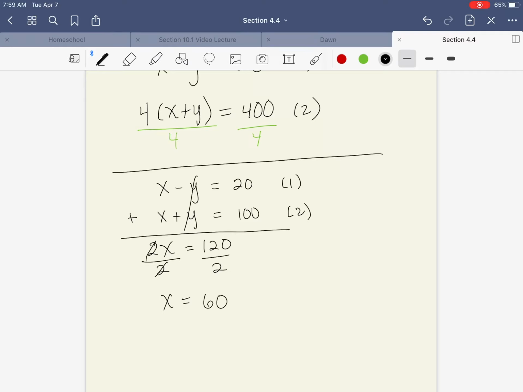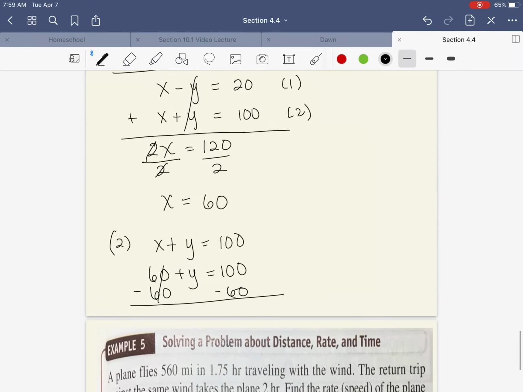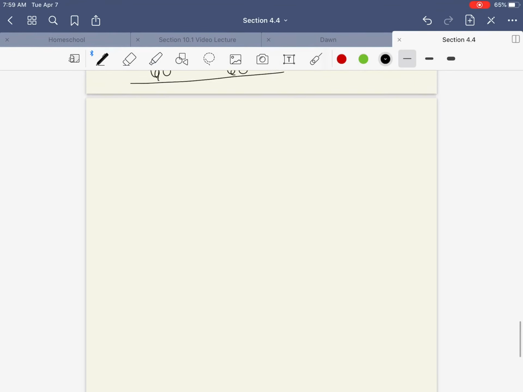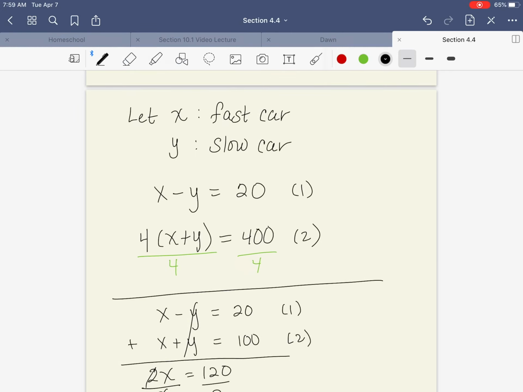And we get 2x equals 120, so x is 60. All right, so now we can plug that into equation 1 or 2. I'll plug it into 2, which is x plus y equals 100. So 60 plus y equals 100. Subtract 60. And we get y is equal to 40. So that means that the fast car is going 60 miles per hour. And the slow car is going 40 miles per hour.